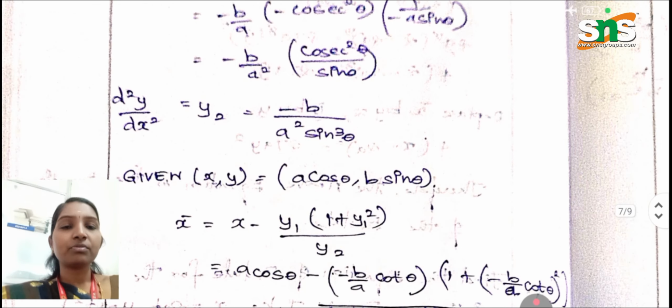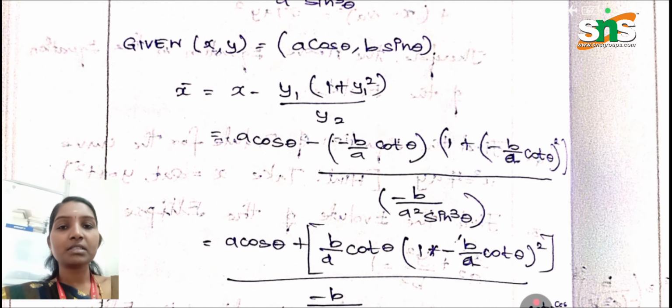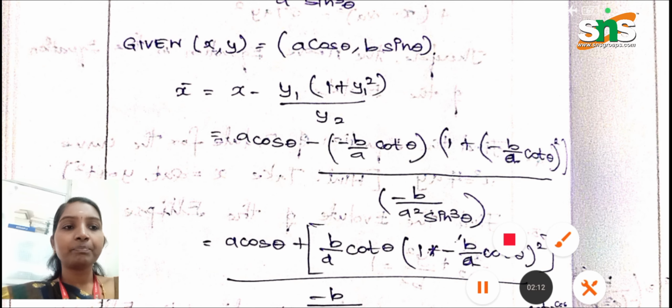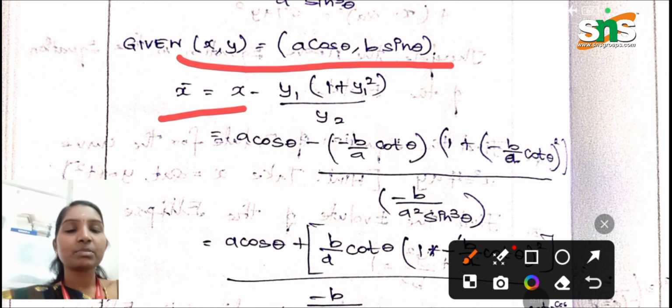Now, next step is to find the locus, which means x bar and y bar. We know that x comma y is a cos theta comma b sin theta. Now what is x bar? x bar is nothing but x minus y1 into 1 plus y1 squared divided by y2.